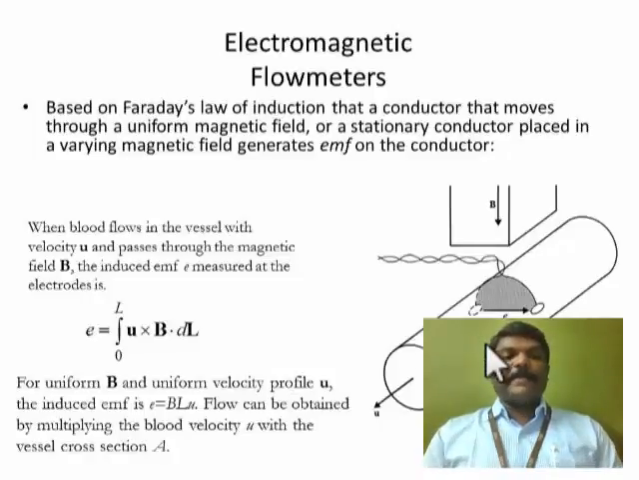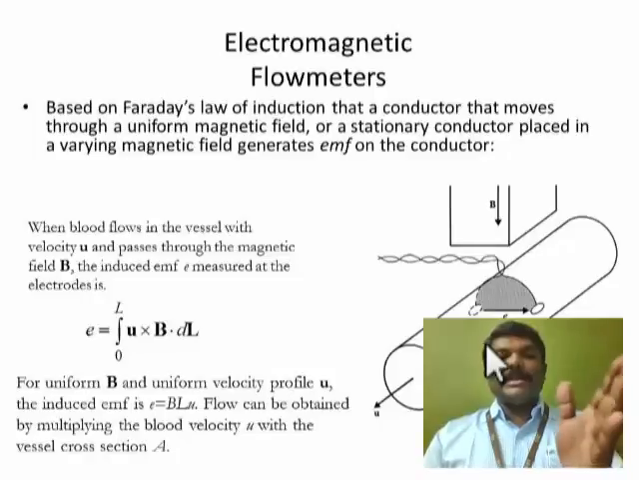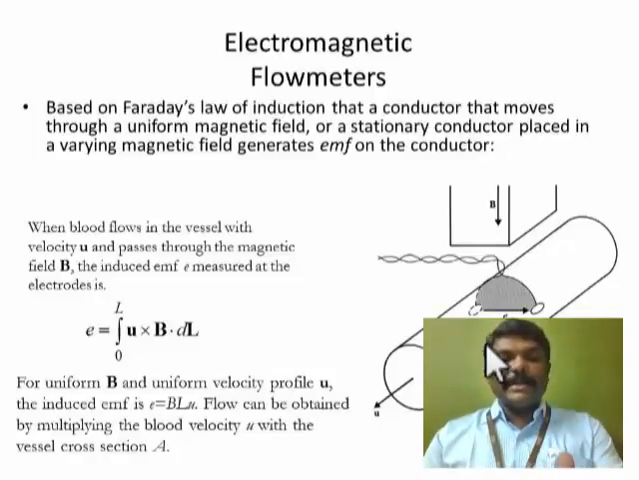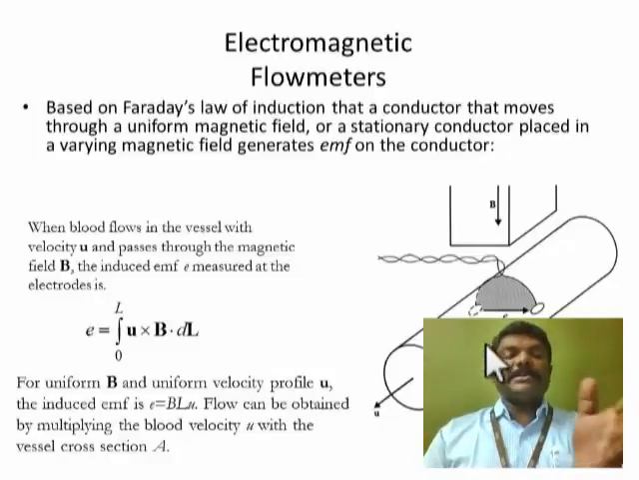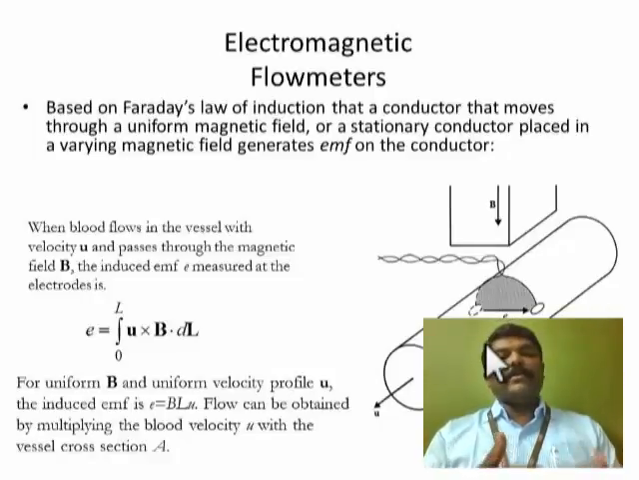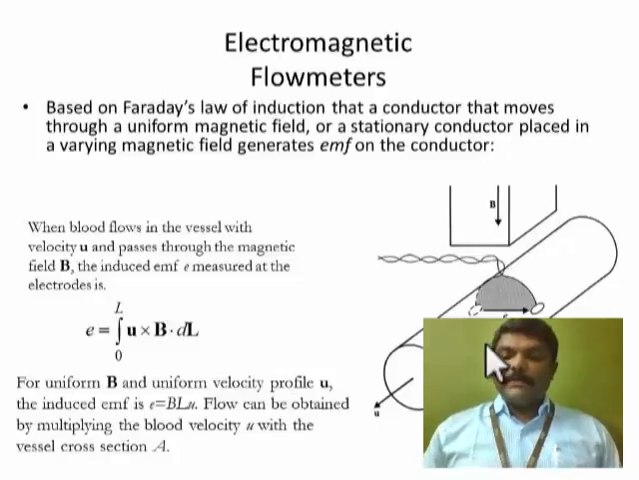So the induced EMF E is proportional to the velocity, the magnetic flux density, and the length of the conductor. If you keep the magnetic flux and the length constant, E is directly proportional to V, and once you measure the EMF induced in the conductor, we can find out the velocity. So that's the electromagnetic flow meter.